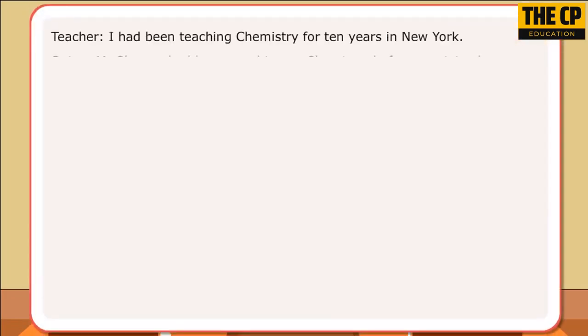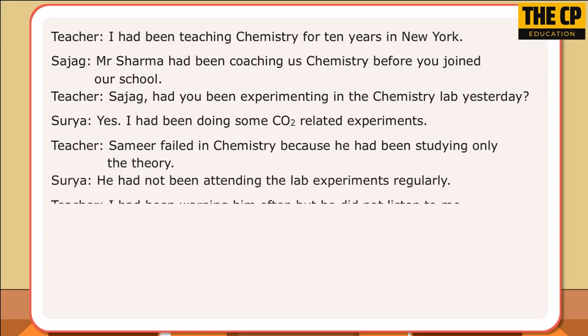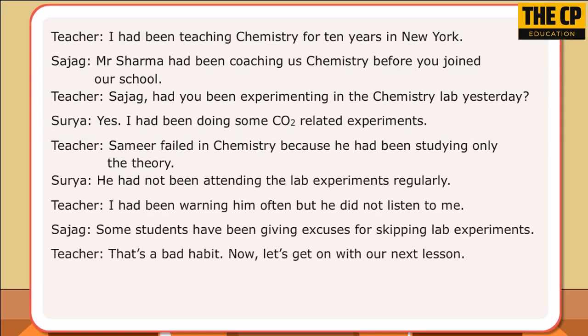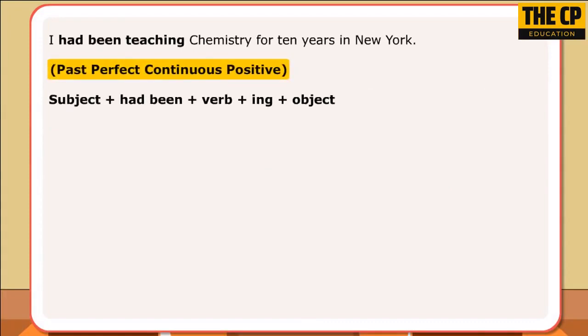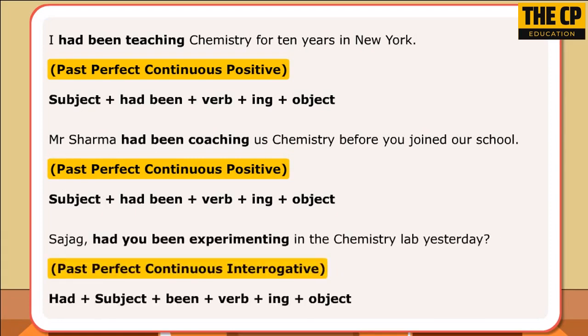The conversation between the teacher and students has taken place in the past perfect continuous tense. Here are examples of sentences with verbs in past perfect continuous tense. I had been teaching chemistry for 10 years in New York. Mr. Sharma had been coaching us chemistry before you joined our school. Sajag, had you been experimenting in the chemistry lab yesterday?